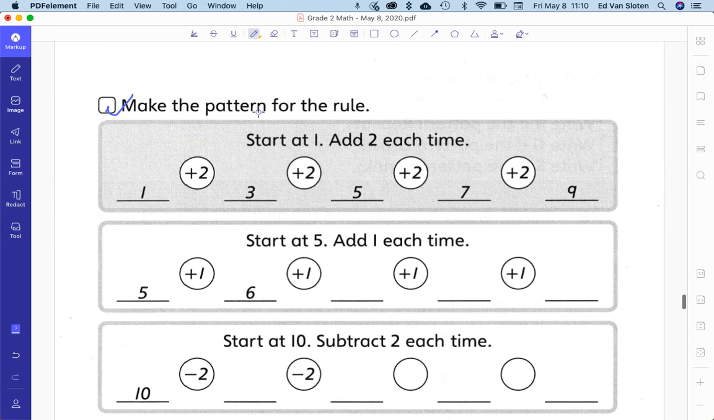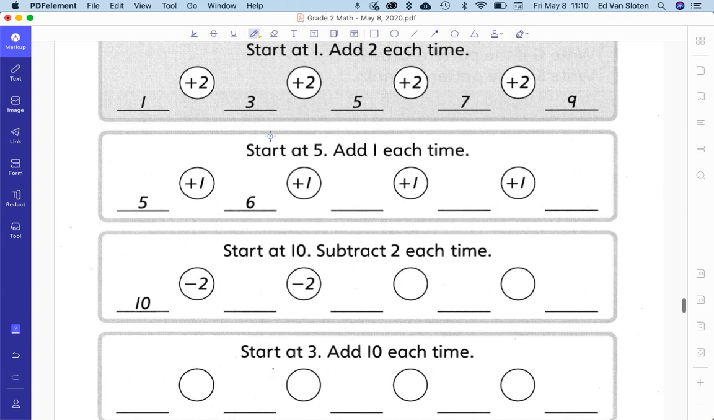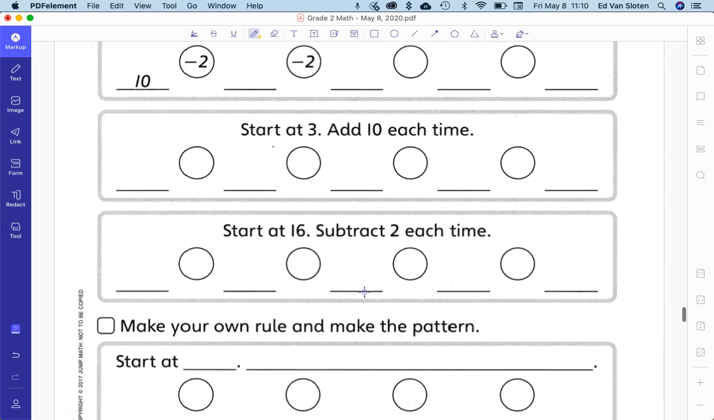Make the pattern for the rule. So we're going to make a pattern. Start at 5 and add 1 each time. That's like 5, 6, 7, 8, 9, 10, forever. Seriously? I should have given you more questions, boys and girls.